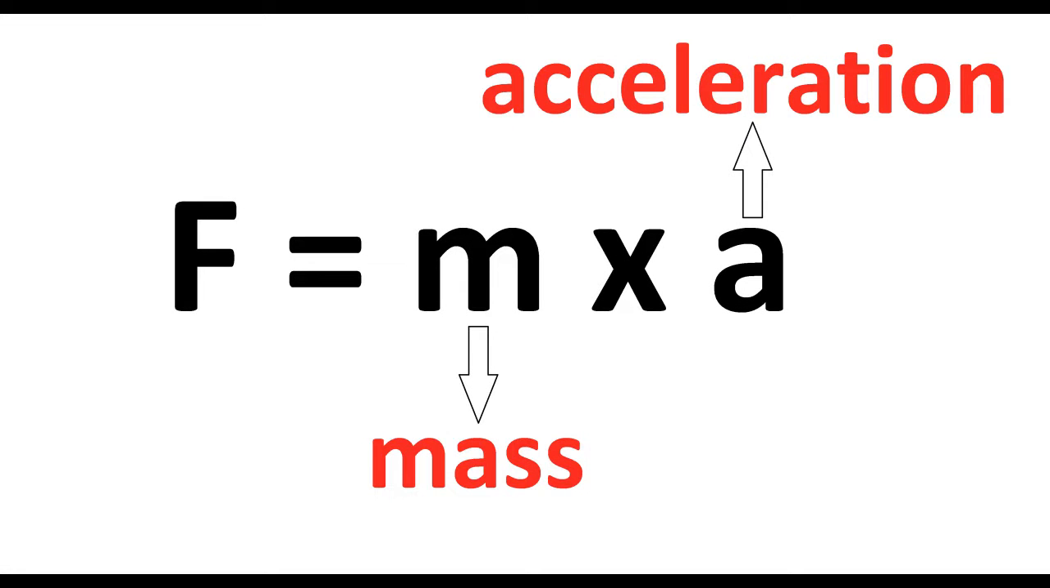Step 1. Multiply mass times acceleration. The force, or F, required to move an object of mass, or m, with an acceleration, or a, is given by the formula F equals m times a. So, force equals mass multiplied by acceleration.